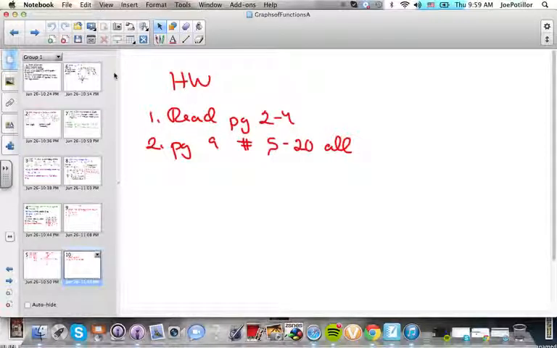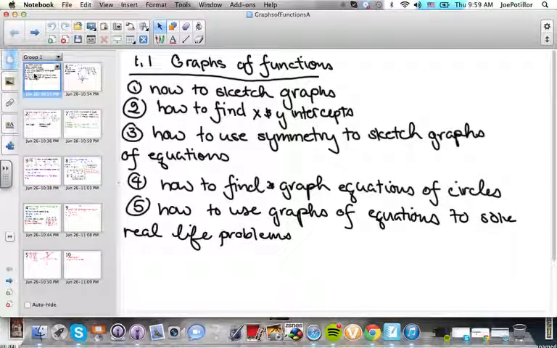Alright, so in our last video we talked a little bit about how to sketch graphs, how to find x and y intercepts. So today I want to talk about symmetry, how to find graphs of circles, and then hopefully to do some application problems. We'll try to get through all three objectives. We'll see if that works.